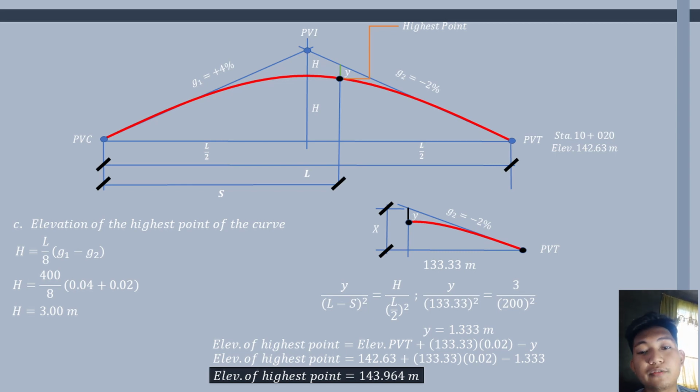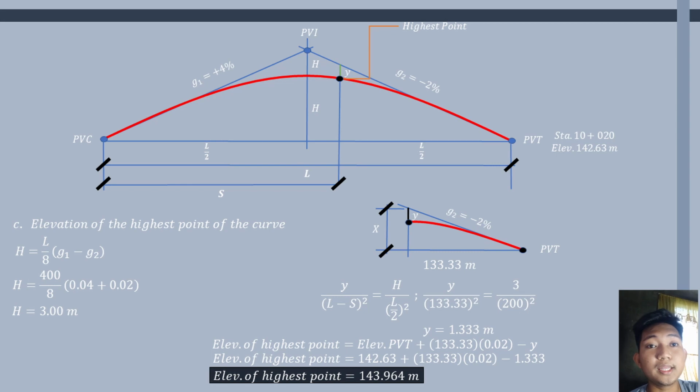So in this slide, last condition, so letter C, which is we need to find the elevation of the highest point of the curve. So before that, we need to get the h or identify unsang value sa h. So h, naa tay formula nga ang h is equal to length of the curve all over 8 times the g sub 1 minus g sub 2. So naa na tay mga value ng L, g sub 1 o g sub 2. So substitute na lang ka. So 400 divided by 8 times 0.04 which is the g sub 1 plus 0.02 or the g sub 2. So by that, makuha na nato ang h na equal to 3 meters.